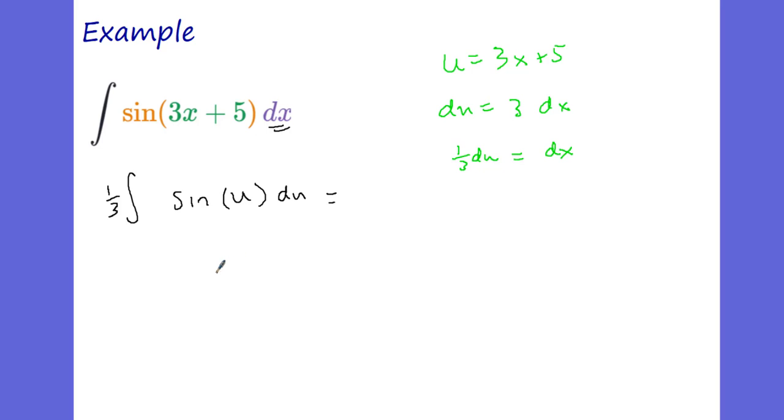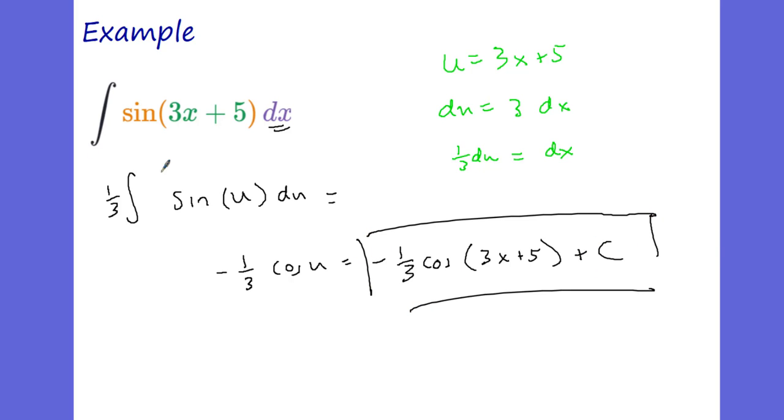Now I'm going to take the integral of sine of u. The integral of sine of u is negative cosine of u, because the derivative of negative cosine of u is sine of u, isn't it? And I get negative 1/3 cosine of u. What is u? It's 3x plus 5 right there, plus c. And that is my integral there.